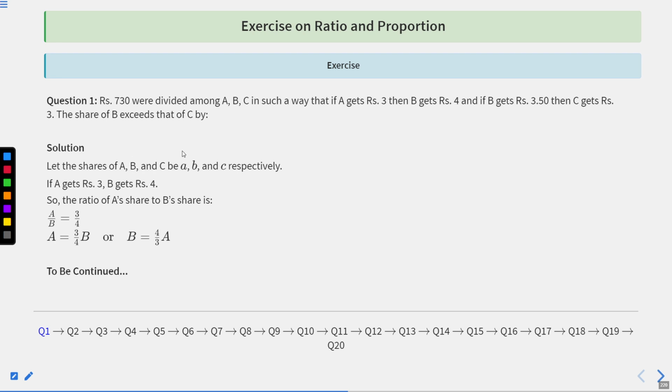Let the shares of A, B, C be small a, small b and small c respectively. If A gets rupees 3 and B gets rupees 4, the ratio of A's share and B's share is A upon B equal to 3 upon 4. So A is equal to 3 upon 4 times B, and this can also be written as B equal to 4 upon 3 A.